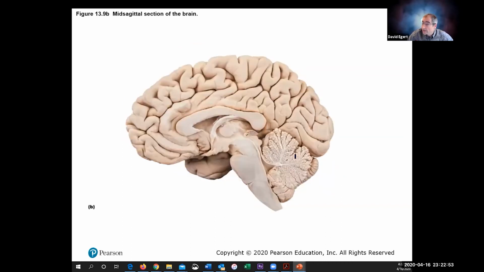Exactly. So this is actually kind of pretty. Here you can really see the corpus callosum nicely. What kind of membrane would normally be right here, separating the 2 lateral ventricles?